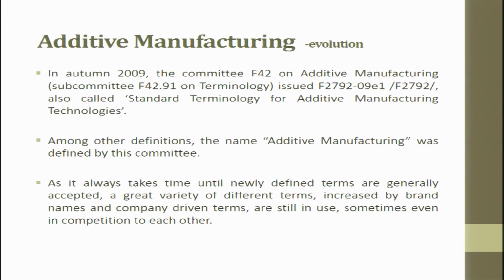In autumn 2009, the committee F42 on additive manufacturing issued F2792-09E1, called the standard terminology for additive manufacturing technologies. They released a standard. Among other definitions, the name additive manufacturing was defined by this committee. As it always takes time until newly defined terms are generally accepted, a great variety of different terms increased by brand names and company driven terms are still in use, sometimes even in competition to each other.